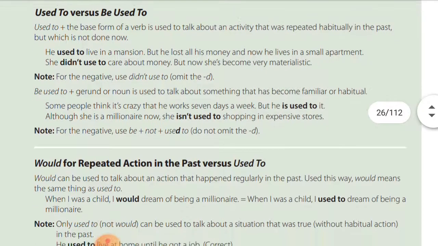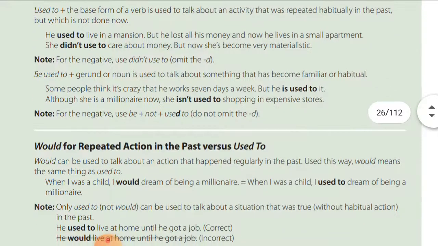For example, he used to live in a mansion, but he lost all his money and now he lives in a small apartment. So, used to means this action was done in the past, but now it is not.